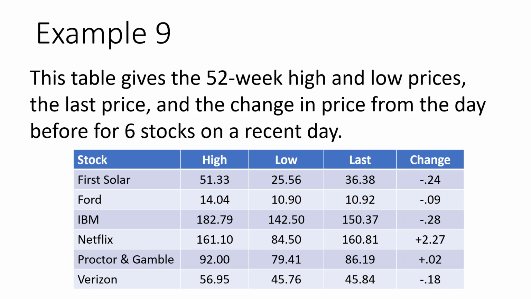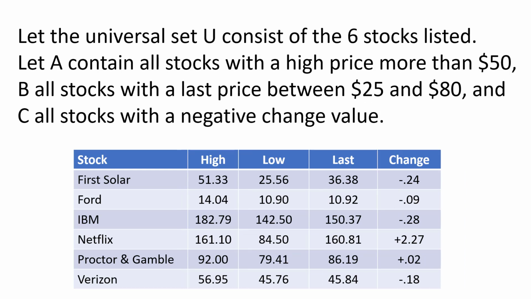In this example, we'll look at how we can use sets to classify and analyze some different stocks. This table gives the 52-week high and low prices, the last price, and the change in price from the day before for 6 stocks on a recent day. Let the universal set U consist of the 6 stocks listed. Let A contain all stocks with a high price more than 50. We'll indicate these by circling those high prices.